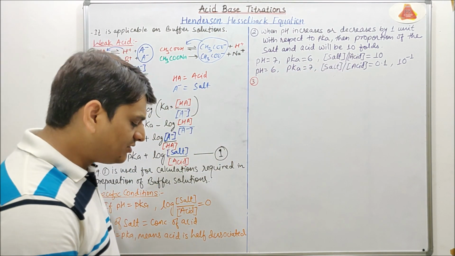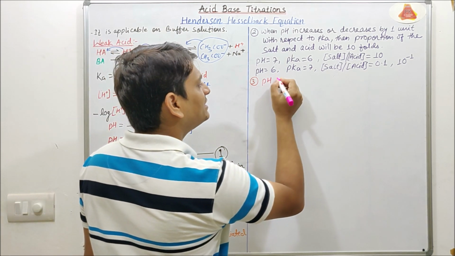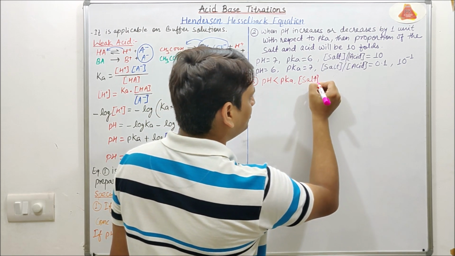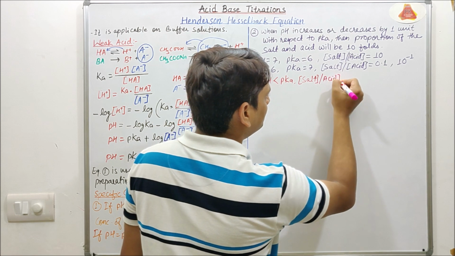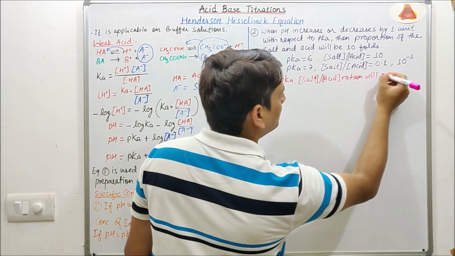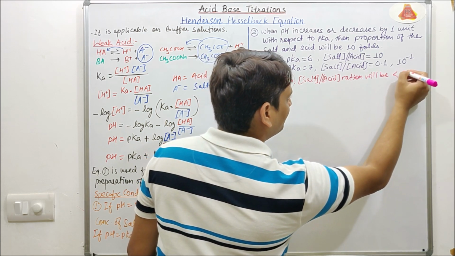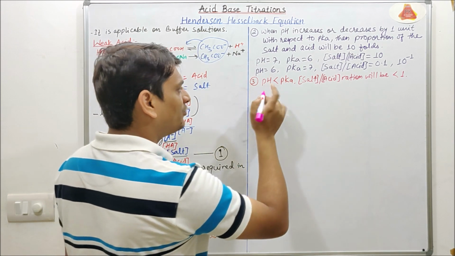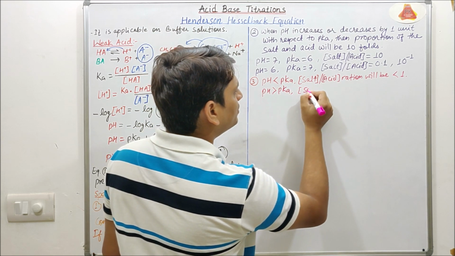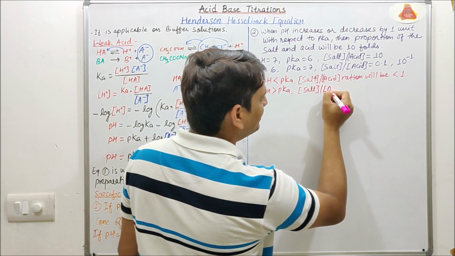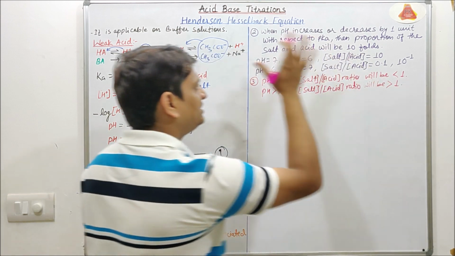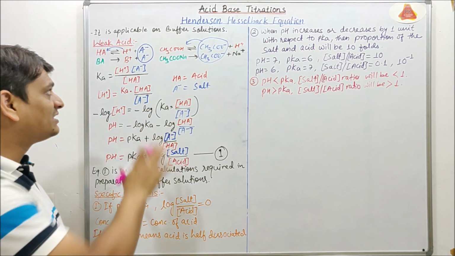Now coming to the third condition where pH is smaller than pKa, so the salt concentration to acid concentration ratio will be less than 1. And if we take the opposite condition where pH is greater than pKa, so the salt to acid ratio will be more than 1. So this is the complete detail about the Henderson Hasselbalch equation for weak acid.